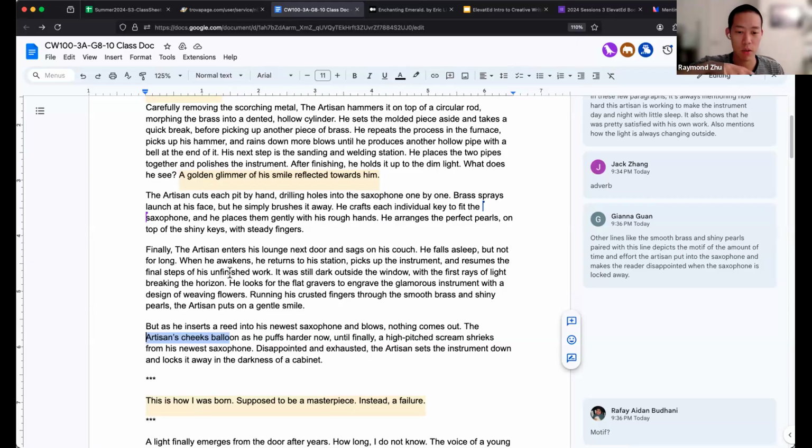Anybody have any questions about that flow pattern? Okay, cool. Hopefully you learned something about motifs and how they can be used, right? So we talked about the motif of color. Maybe you can think about using that on your homework.